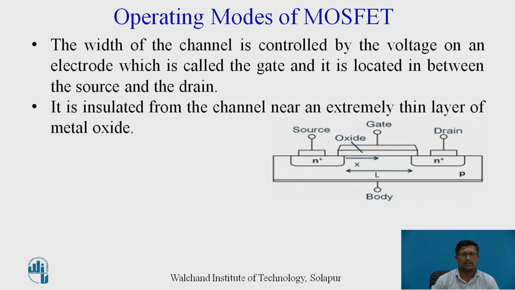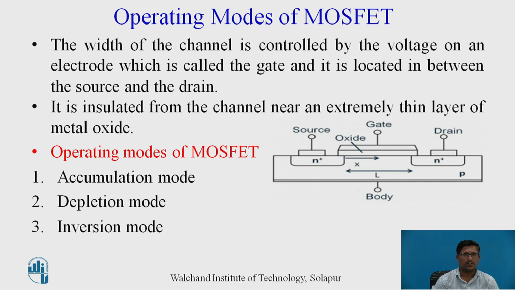Now the width of the channel is controlled by the voltage on an electrode called the gate, meaning the width of the channel between the source terminal and drain terminal is totally controlled by the applied gate voltage, known as VGS. The channel is located between the source and drain. It is insulated from the channel by an extremely thin layer of metal oxide. Now there are three operating modes of the MOSFET: accumulation mode, depletion mode and inversion mode.